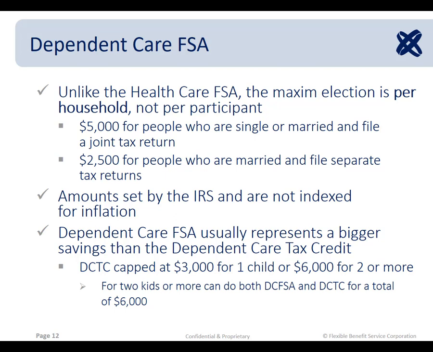One question that comes up fairly often for me is, which is better, the Dependent Care FSA or the Dependent Child Tax Credit? Well, in most situations, the Dependent Care FSA is going to be more beneficial because the tax credit is capped at $3,000 for one child and $6,000 for two or more. For employees with two or more children, they could do the Dependent Care FSA for $5,000 and apply an additional $1,000 in expenses to the Dependent Care Tax Credit.